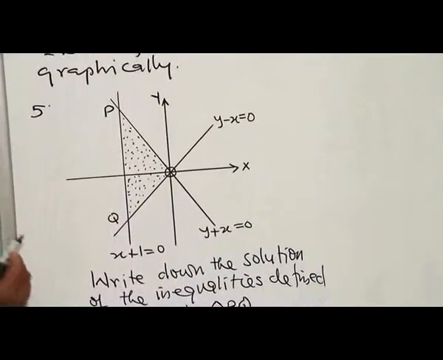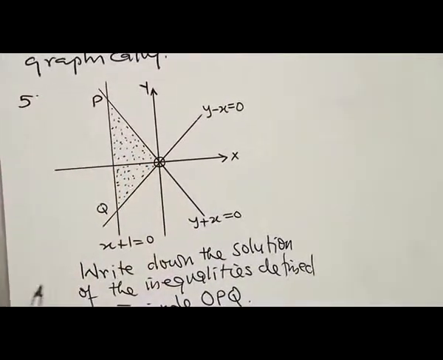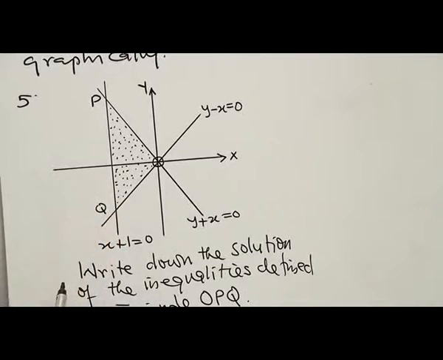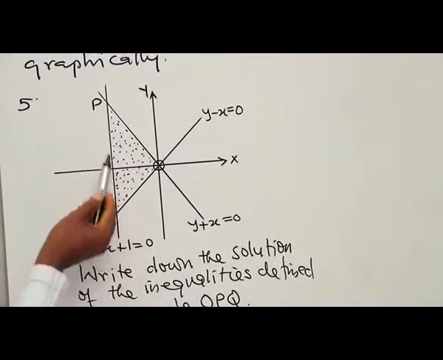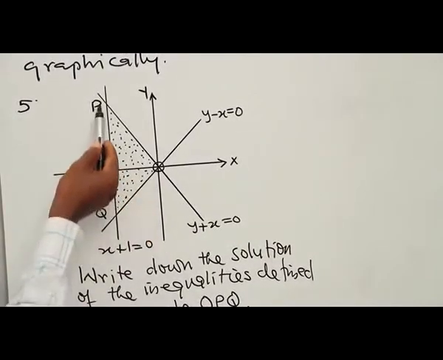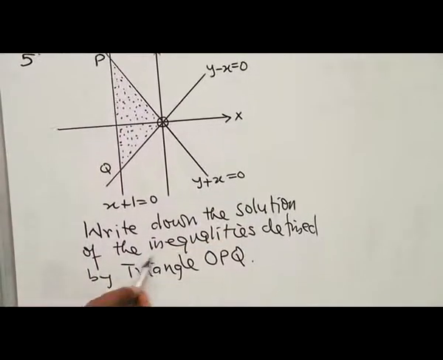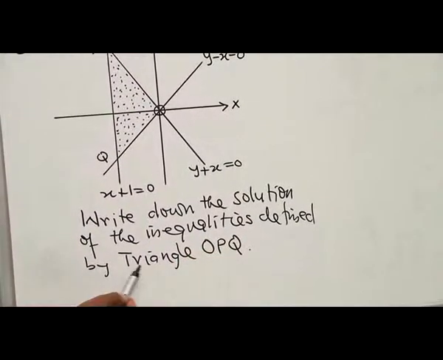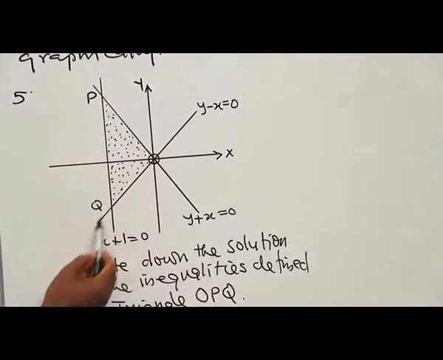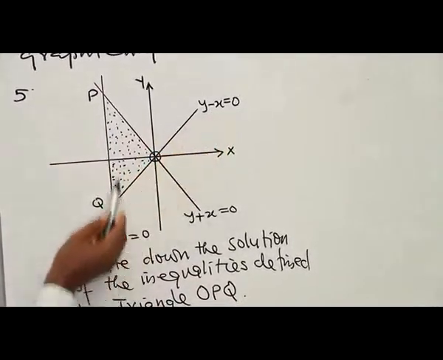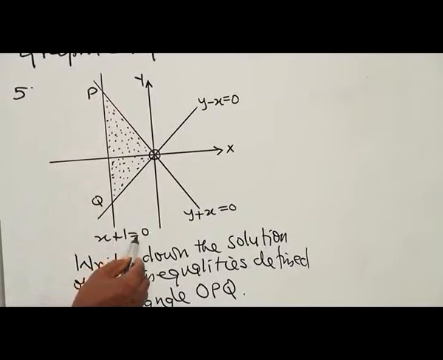Number 5, here is a diagram and a shaded portion of the diagram. We want you now to find the region defined by the triangle OPQ. So write down the solution of the inequalities defined by triangle OPQ. This is your O, P, and Q. The equation of this line is y minus s equal to 0. The equation of this line is y plus s equal to 0. And the equation of this line is s plus 1 equal to 0.